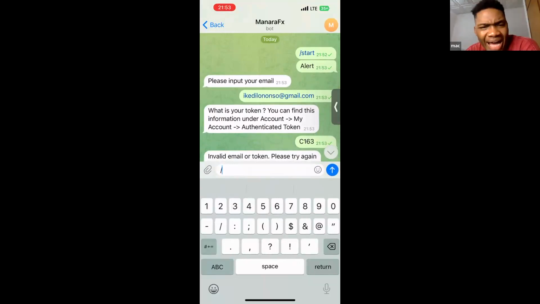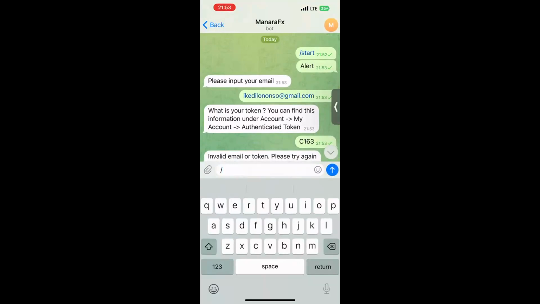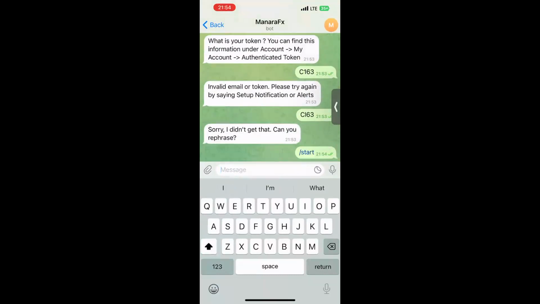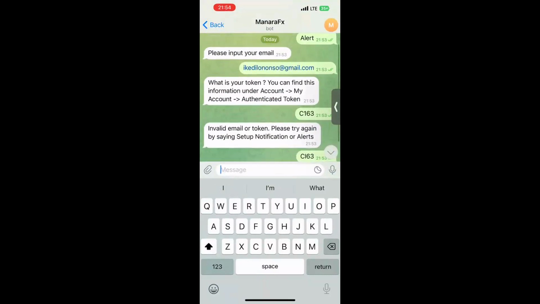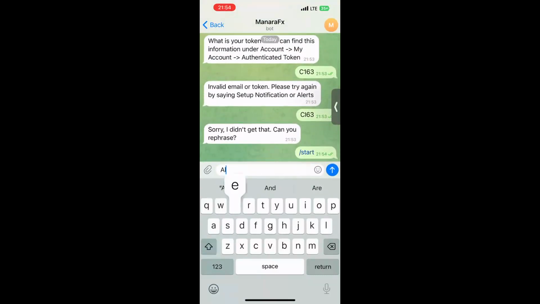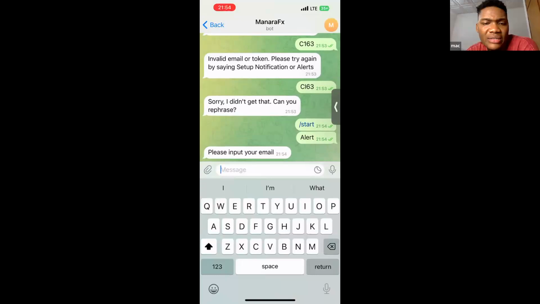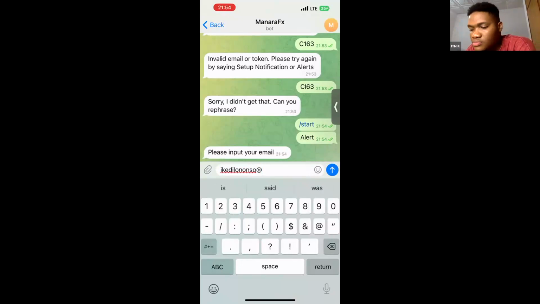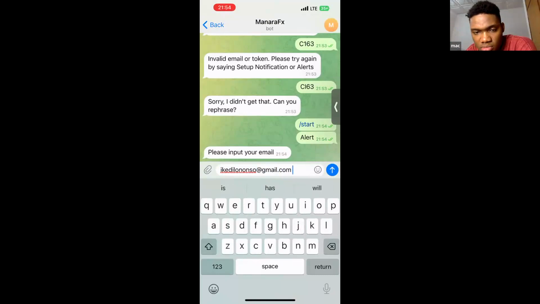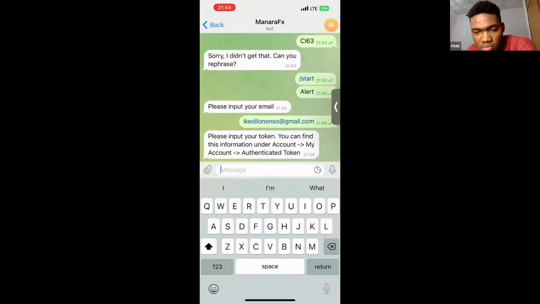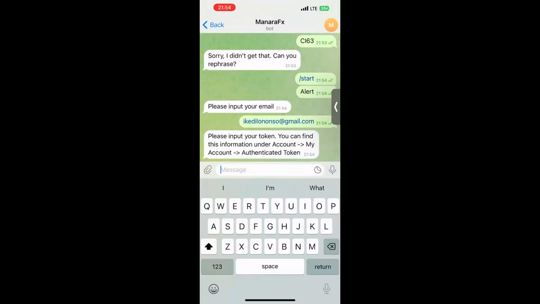Was that one or I? So I used one and I used I. Let me start afresh again and see. You start again from alert. You know, it's a robot, so it can detect. So let me try to use I.